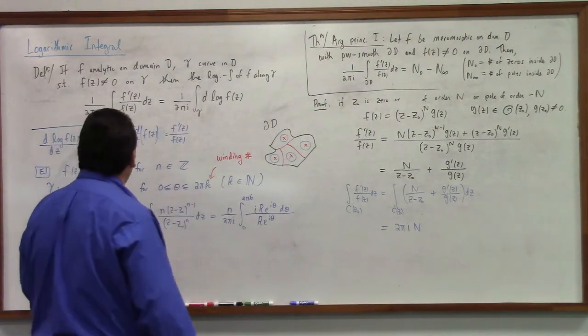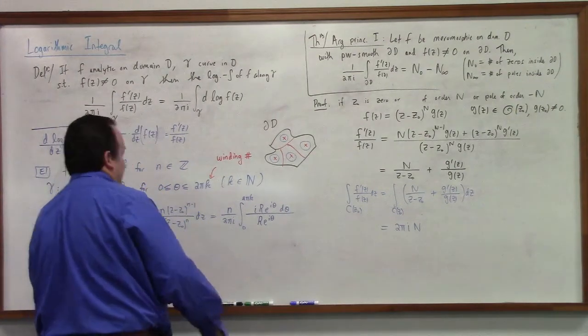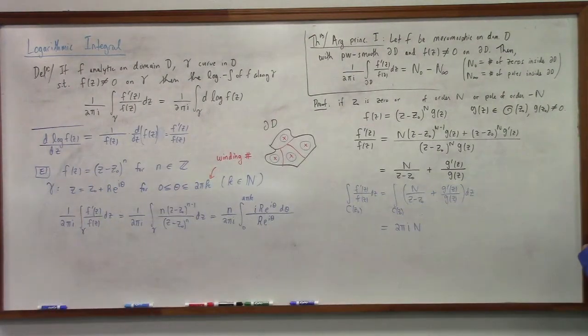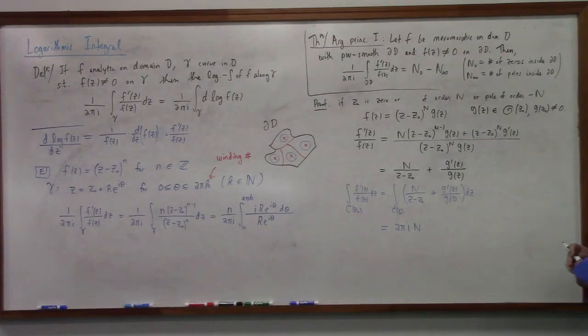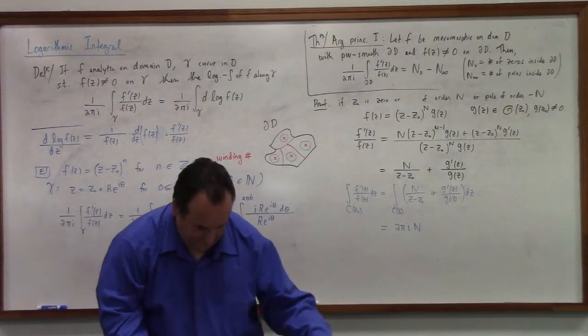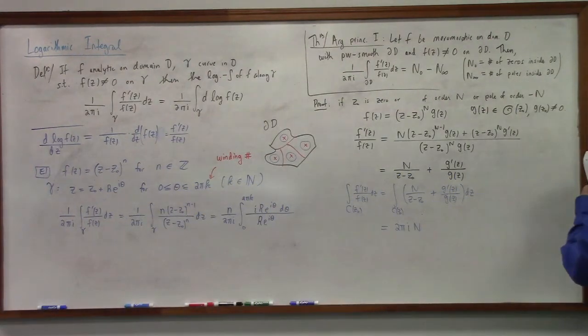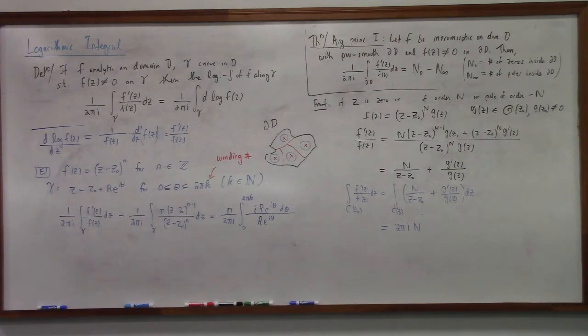Argument principle 2 says that the integral along the boundary of D of the differential of the argument of f of z is equal to 2 pi times the number of zeros minus the number of infinities, up to counting multiplicity.